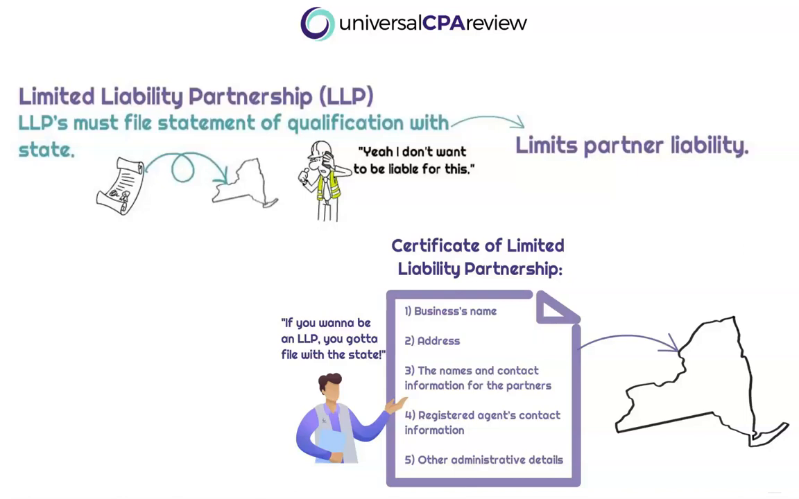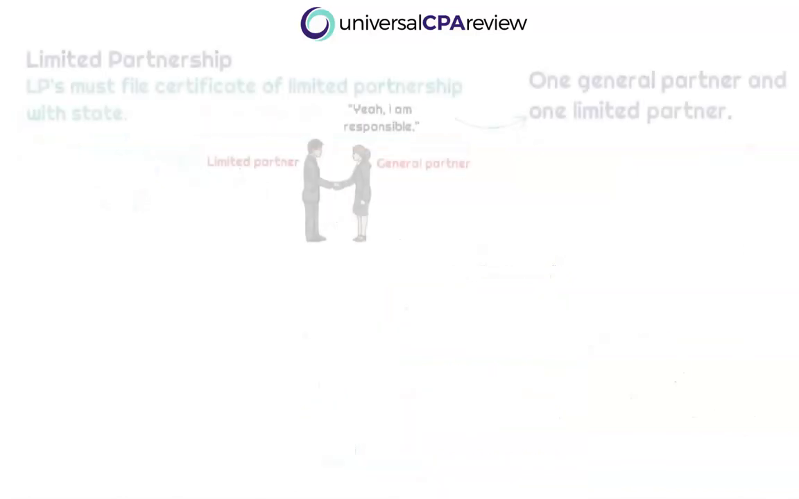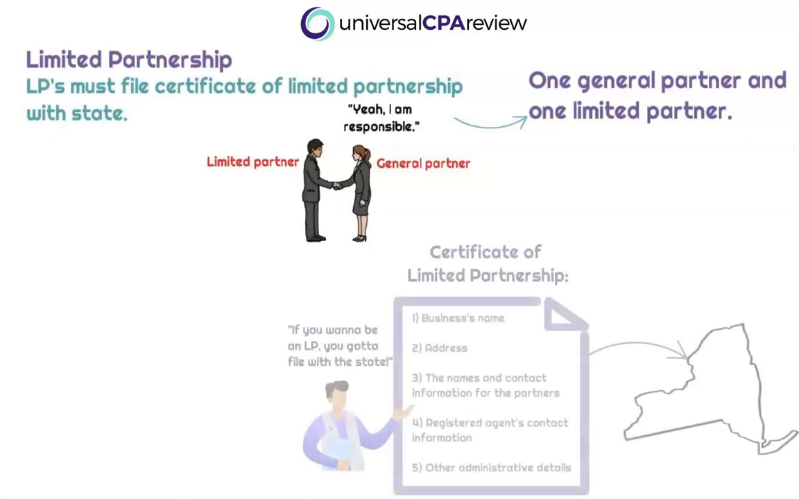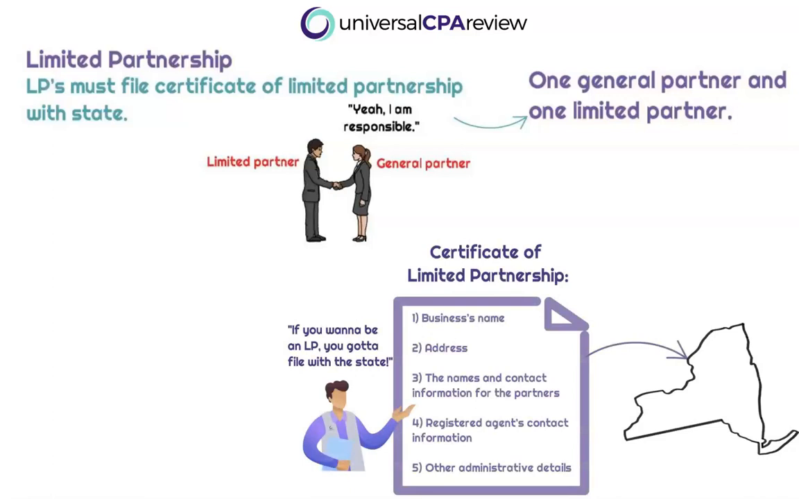All right, and this is generally going to include the business's name, the address of the business, the names and contact information for the partners, the registered agent's contact information if there was one, and other administrative details. This is very similar to limited partnerships in that they also must file certificates with the state. That certificate's going to be extremely similar.